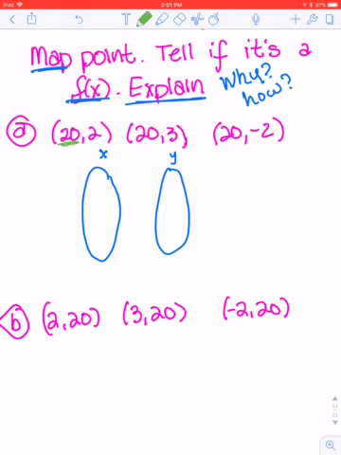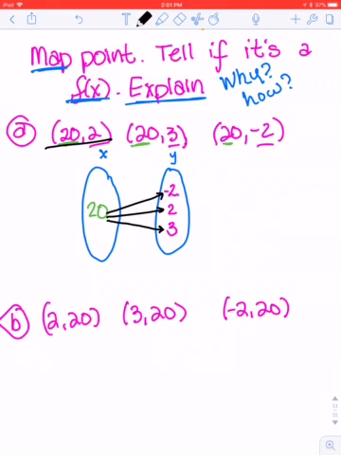And if I look at all the X values, they're all 20. So if it repeats, it doesn't matter, you write the number once. So 20 will go there. Then I'm going to go through and look at the Y values. So I have 2, 3, and -2. So I'm going to put them in order. So -2, 2, and 3. And now to map, we know 20 matches with -2, 2, and 3.